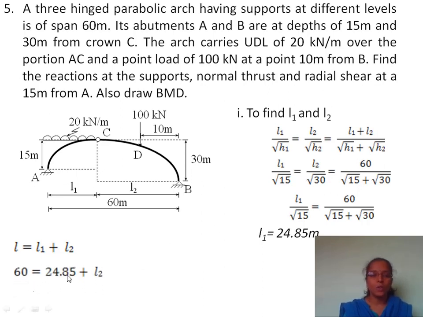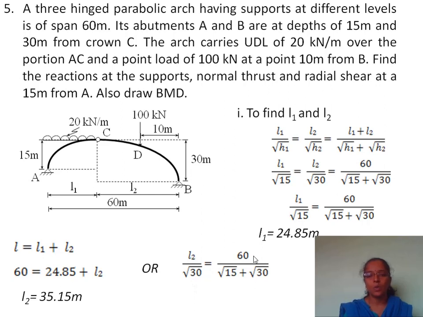So 60 is equal to L1, which is 24.85, plus L2, therefore L2 is equal to 35.15 meter. Or we can also find the value of L2 using L2 by root 30 equals 60 divided by root 15 plus root 30, from which we will obtain the same value of L2 as 35.15 meter. So that is about the calculation of L1 and L2.